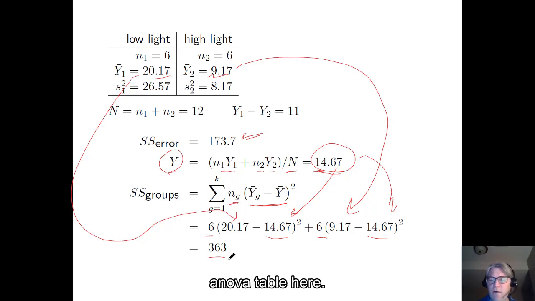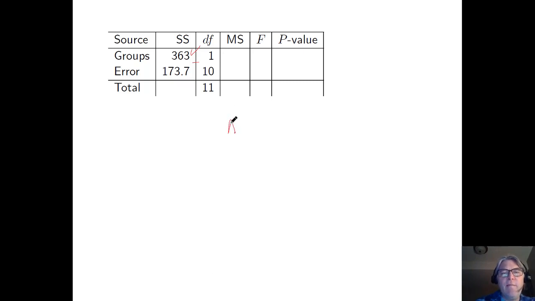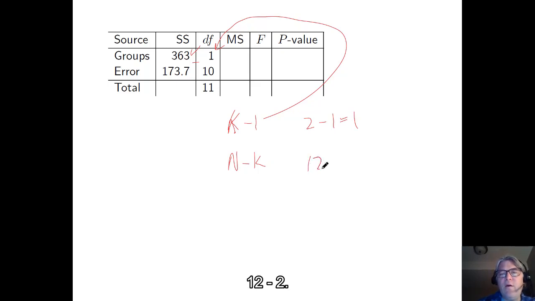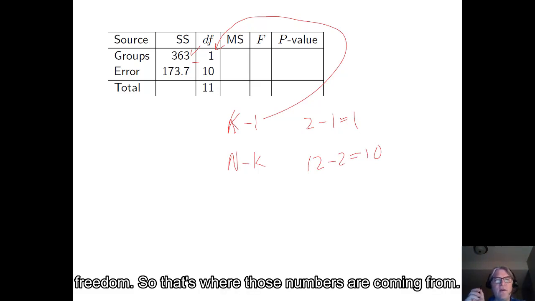I'm going to start putting this in an ANOVA table here. So we have 363 for the groups sum of squares, 173 for the error sum of squares. Remember, the degrees of freedom for the groups is k minus 1. That's the degrees of freedom in the numerator. And the degrees of freedom in the denominator is N minus k. So in our case, it's 2 minus 1. That's 1 degree of freedom in the numerator, and 12 minus 2. That's 10 for the denominator degrees of freedom. So that's where those numbers are coming from.